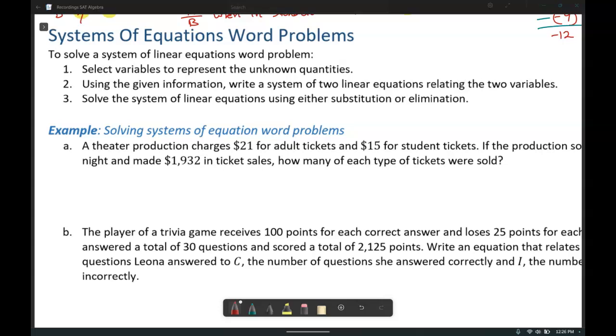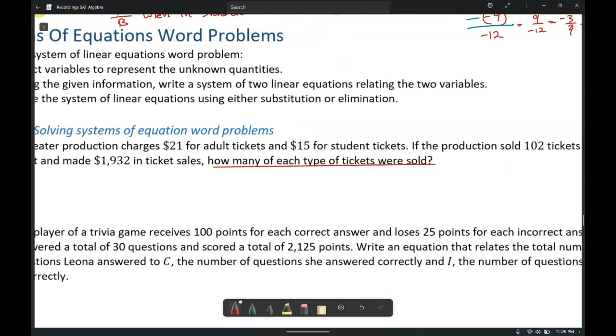So we have a theater production that charges $21 for adult tickets and $15 for student tickets. If the production sold 102 tickets for its opening night and they made $1,932 in ticket sales, how many of each type of ticket were sold? How many of each type tells us what we're solving for, which tells us we need variables to define them.